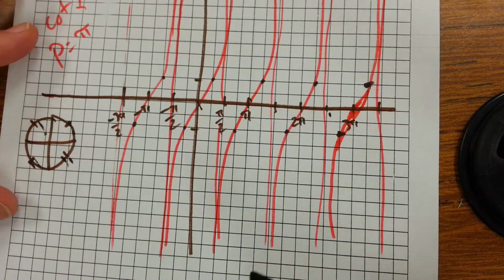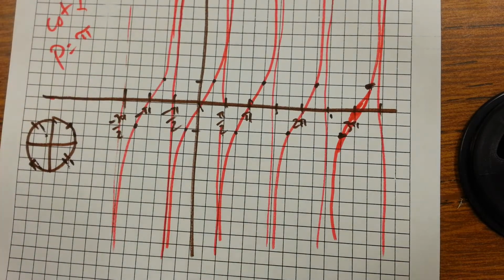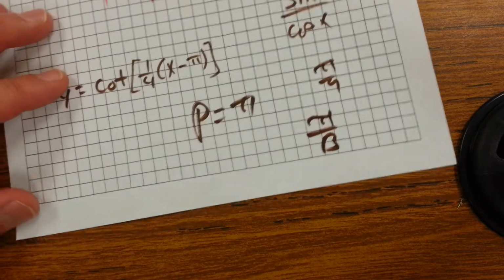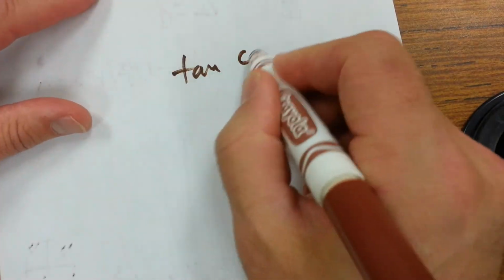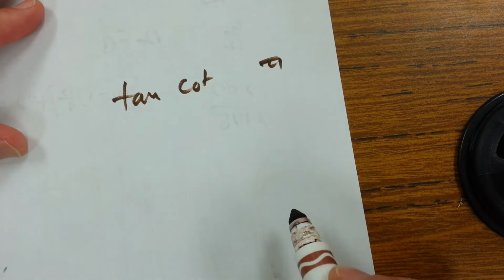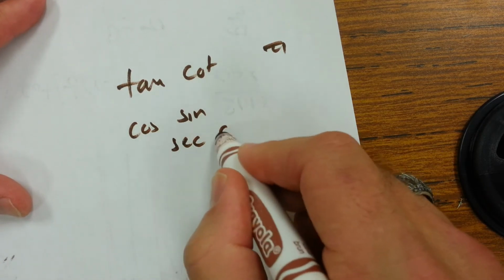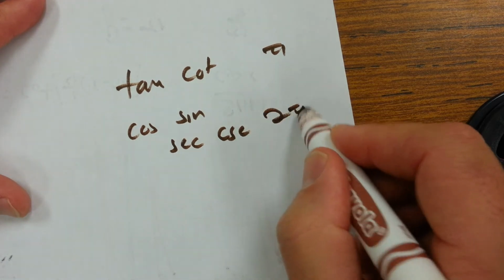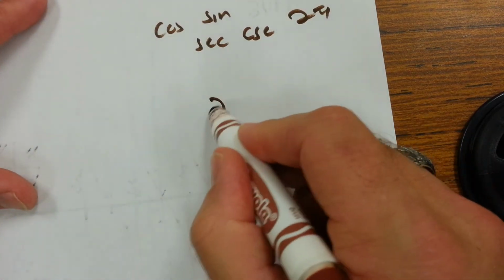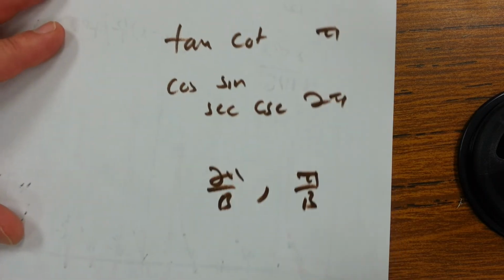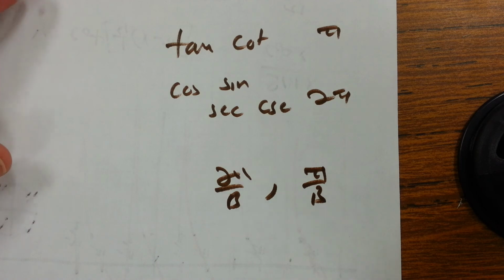Okay? All the other ones, cosine, sine, secant, cosecant, have intervals of 2 pi. Tangent, cotangent, pi is your period. Cosine, sine, secant, cosecant, 2 pi. And that's determined by either 2 pi over b, or pi over b for tangent or cotangent. Okay? All right, we'll work more of these problems.